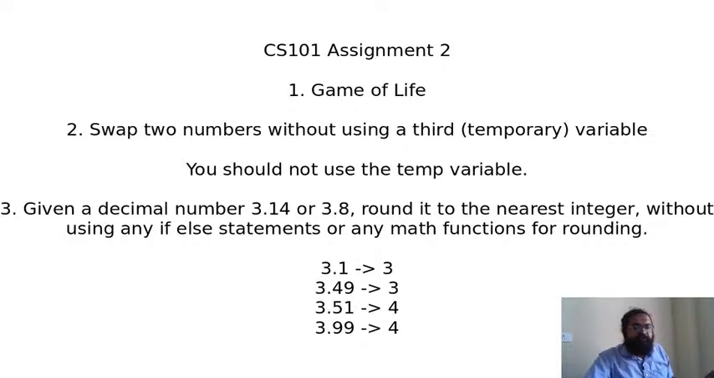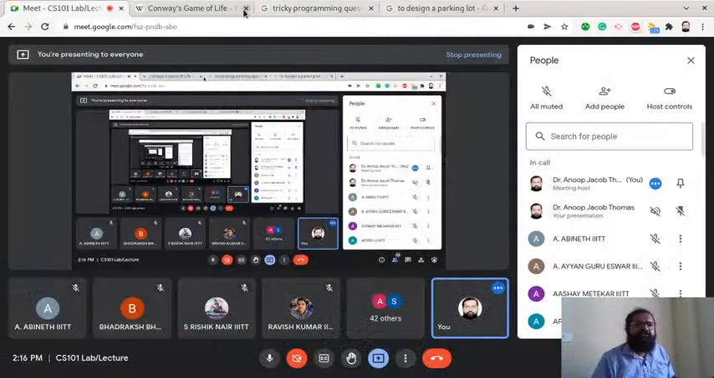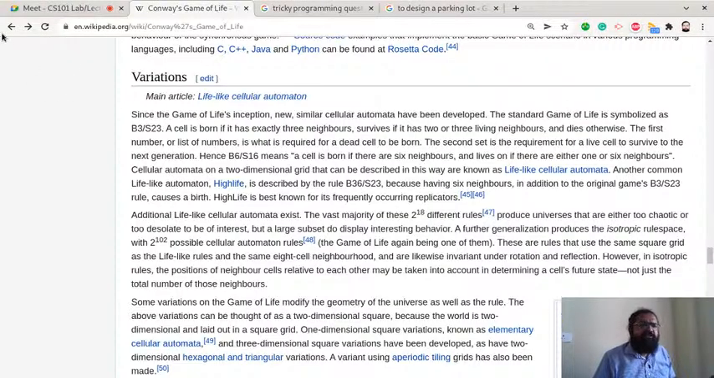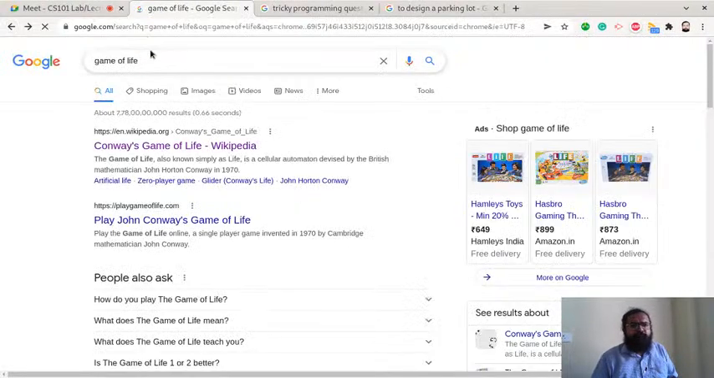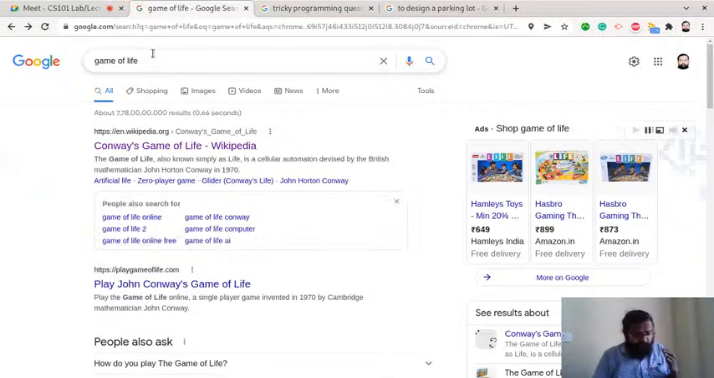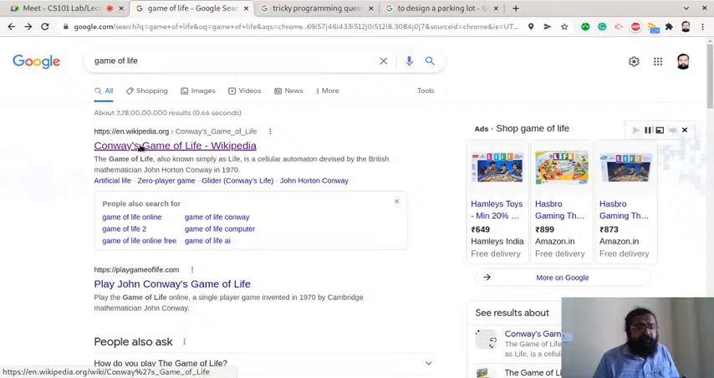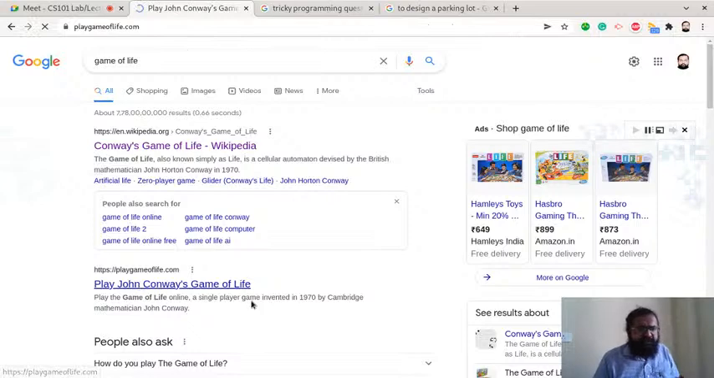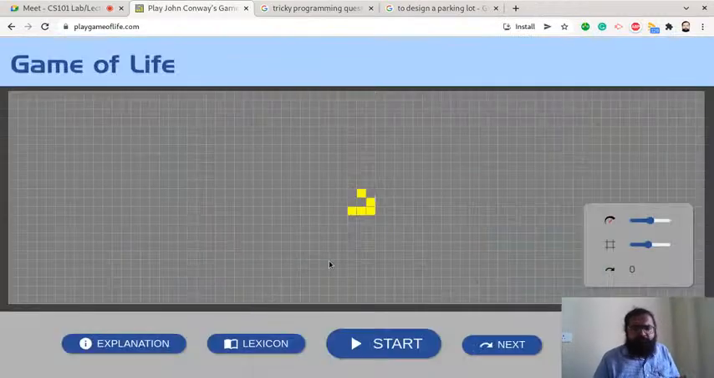So game of life, and swap two numbers without using a third temporary variable. And where do you get more information about game of life? Just search on Google for game of life, and you will come across the first Wikipedia article. Okay, let's take a look at the second, play game of life.